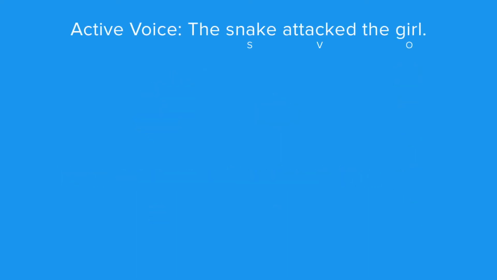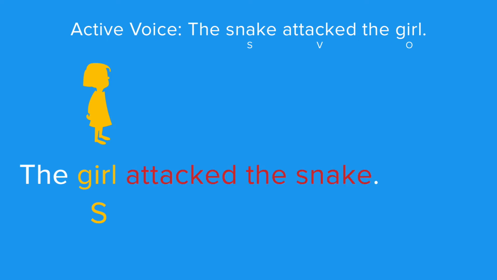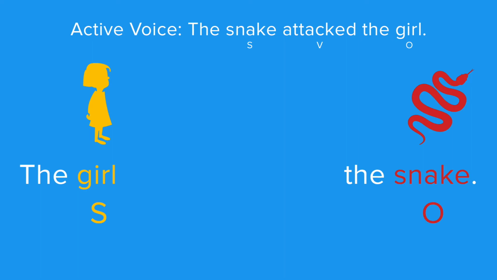If we wanted to rewrite this sentence in the passive voice, we need to make the girl, our object, the main thing in the sentence. So let's start with the girl. Because the sentence is now about her, she is our subject. Now, it was the snake who did the verb in the original sentence, so we need to make sure that remains the same in this sentence. It wouldn't be correct to change the sentence to, the girl attacked the snake. This would be in active voice and not in passive. So the snake will become our object.